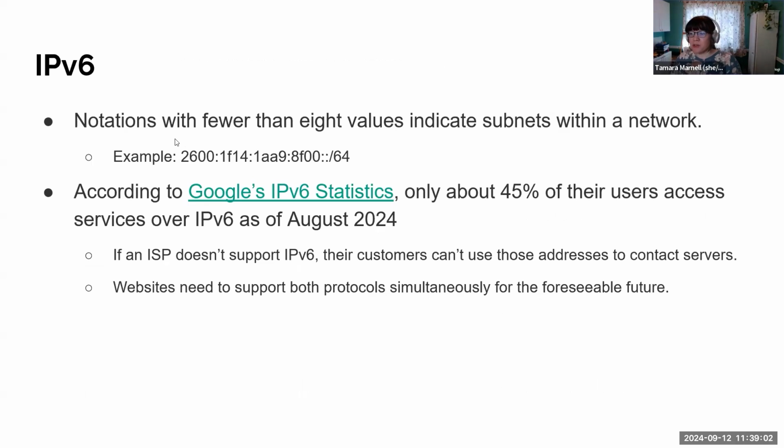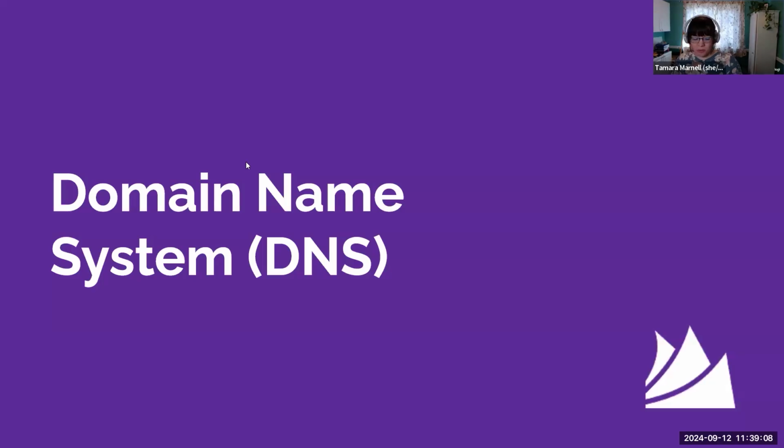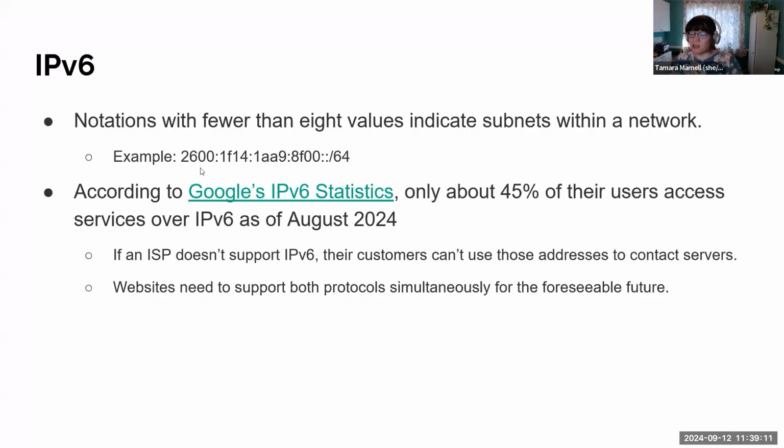So notations with fewer than 8 values indicate subnets. So this is an example of a range. I tried to highlight it and it's a presentation. That was silly of me. So instead of that full set of 8, it's just 4 of them, and then it tells you that this is divided up. So this is a whole range of addresses that start with these 4 and then could have additional numbers out there. This is the range that is AWS assigned to the Orbis Cascade Alliance's web servers.